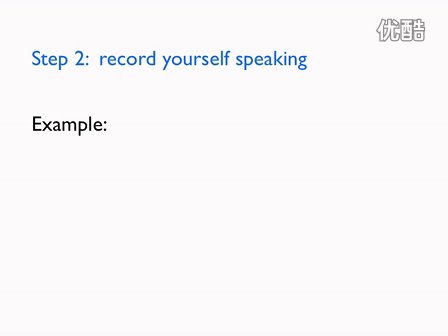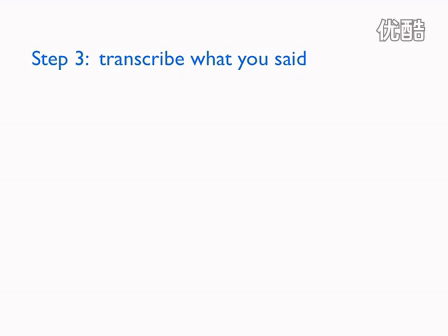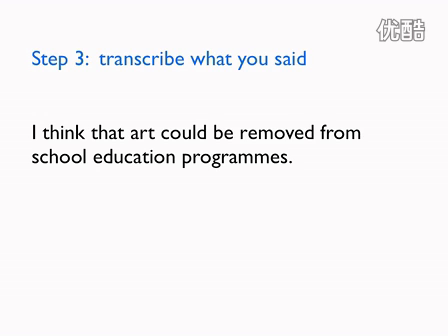As an example, I'm just going to say one sentence from my description, the first sentence. I think that art could be removed from school education programs. Step 3, transcribe what you said. Here's the sentence that I said. I think that art could be removed from school education programs.